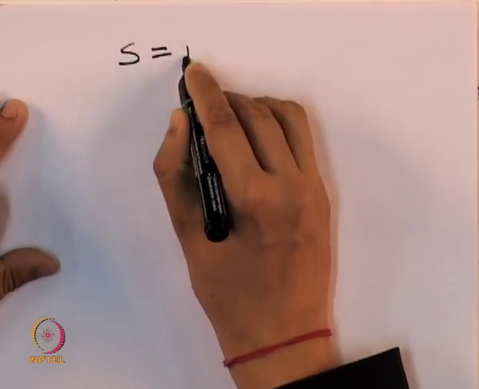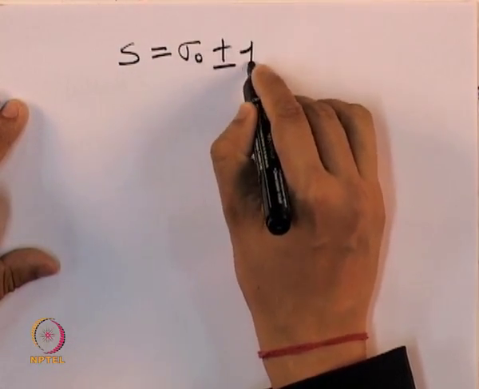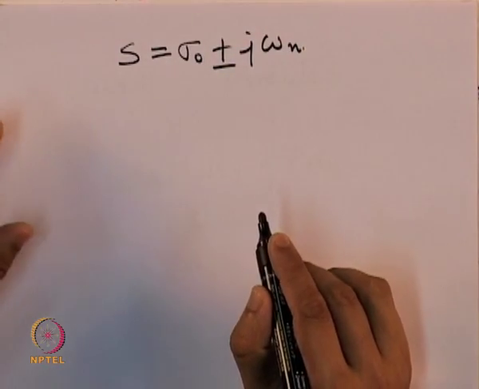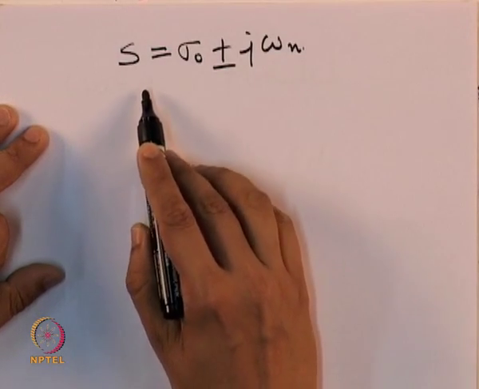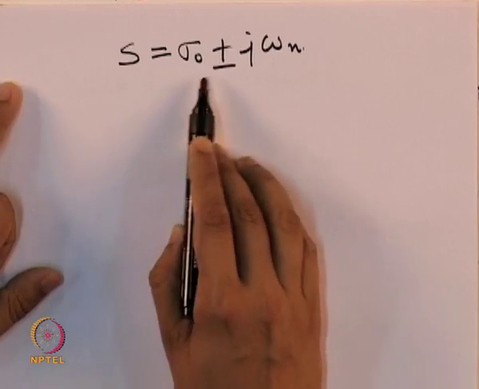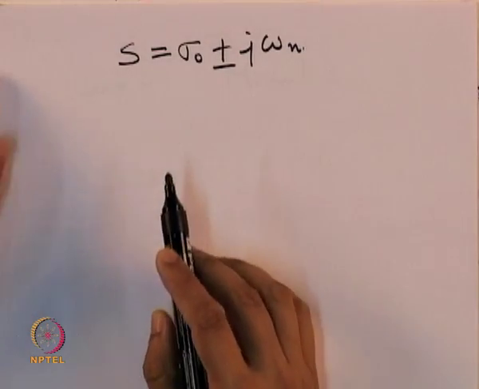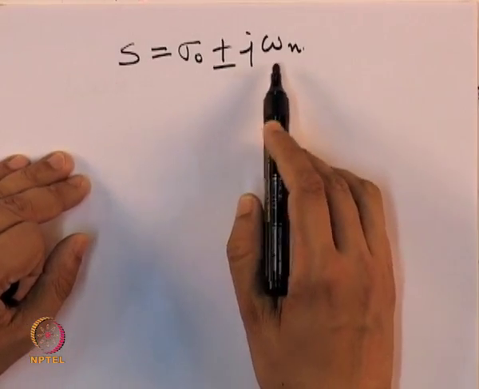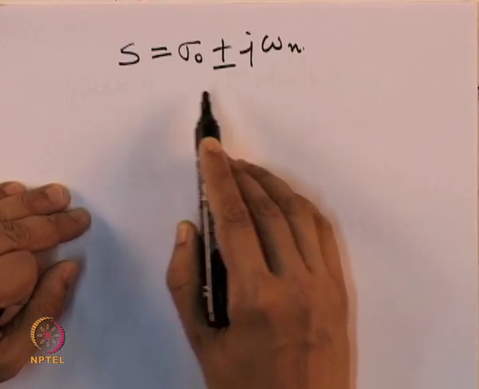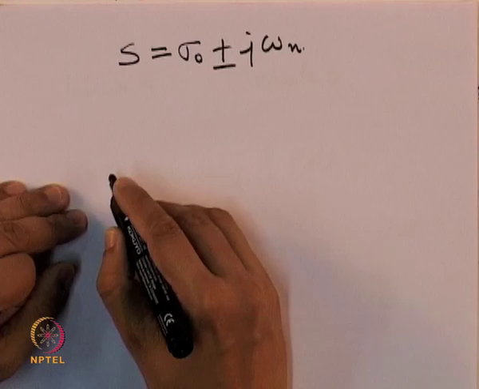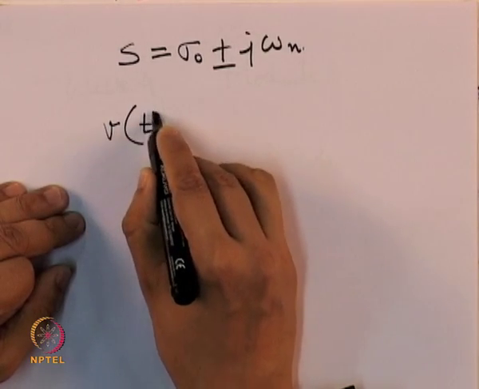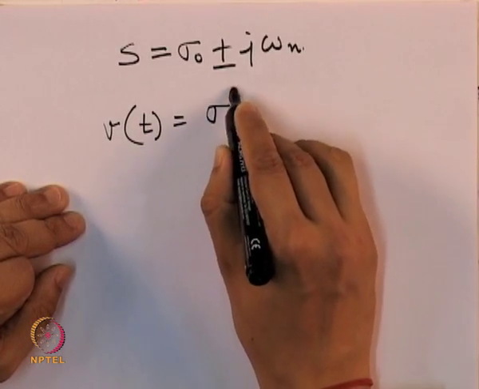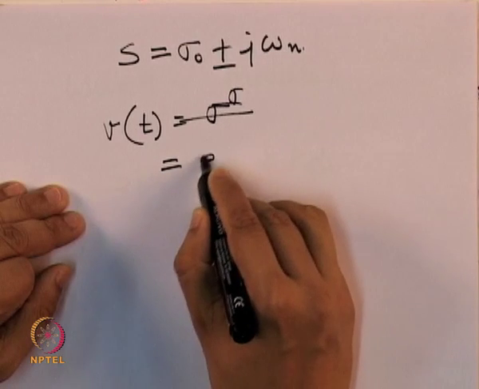In general, the roots of the characteristic equation will have this form. That is, if the coefficients of the characteristic polynomial are real, then all the roots will be either real, or if they are complex, they will be in conjugate pairs. Now, suppose the root is of this form, then the output that we can expect will be of this form.